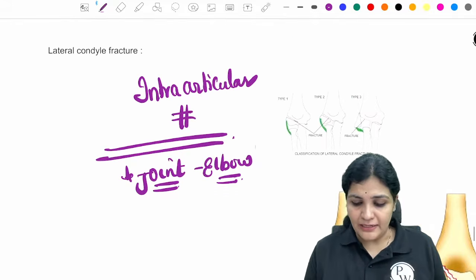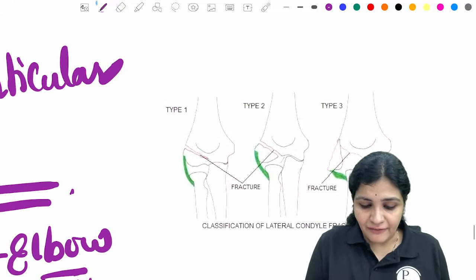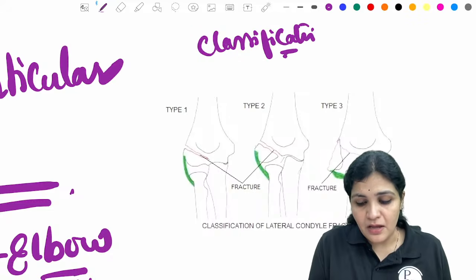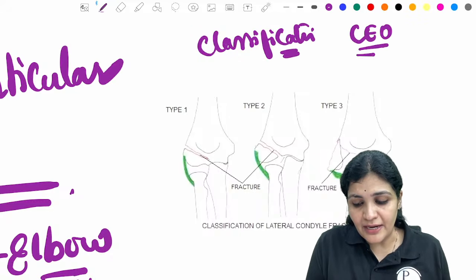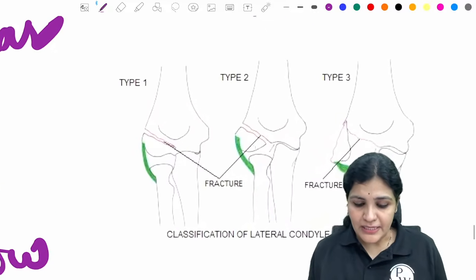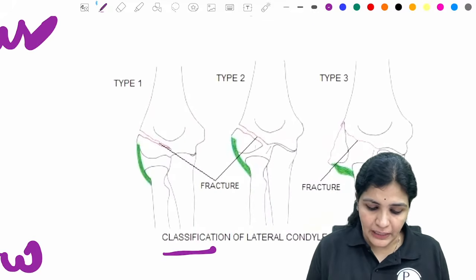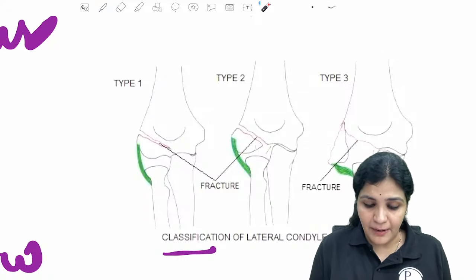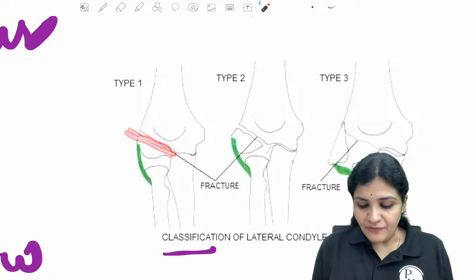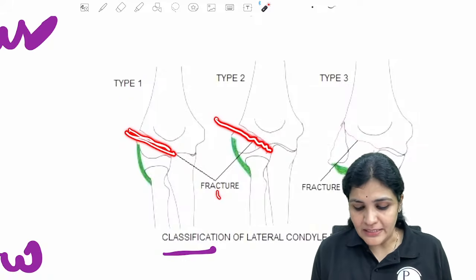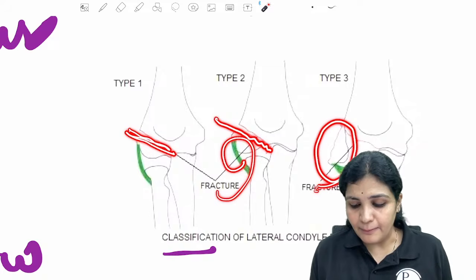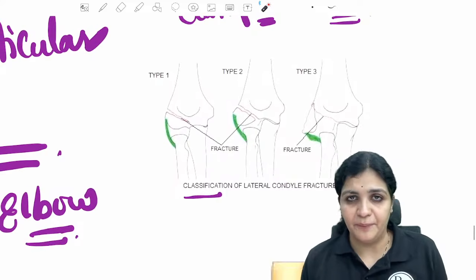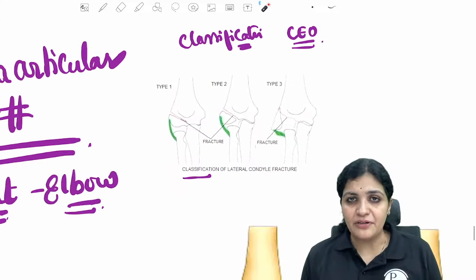Right? So in the lateral condylar fracture, we again have the classification. If you remember, this lateral condyle is nothing but the common extensor origin, right? So this is the classification. If it is not extending into the joint, and only the extra articular part is involved, it is type 1. But if it is involving the joint partly, it is type 2. And here the fragment is completely rotated because of the pull of the common extensor origin, that is type 3. So this is the classification of the lateral condyle.